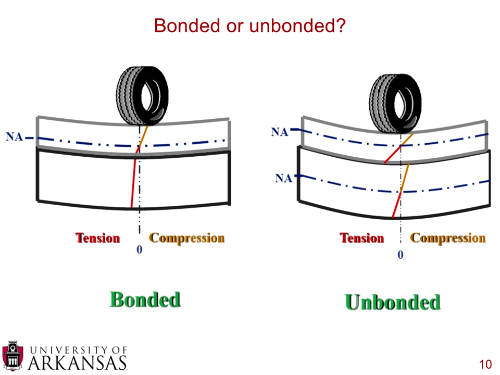And you can compare that to the figure on the right, which is an unbonded surface, and the neutral axis is directly in the center of each one of those layers, and both layers have both tension and compression within them. So the mechanism of how the pavement reacts to the loads on top of these surfaces is quite different, and this will influence a whole variety of factors, including materials, thickness design, and those types of things between the bonded and the unbonded layers.